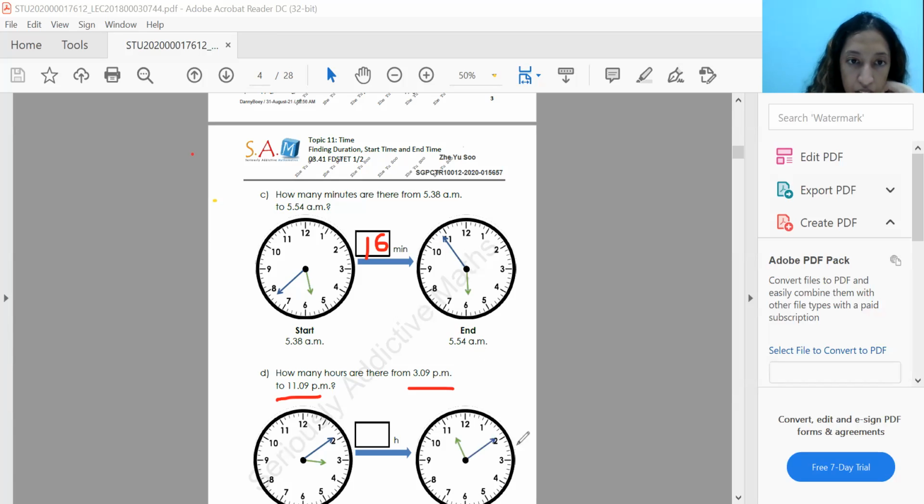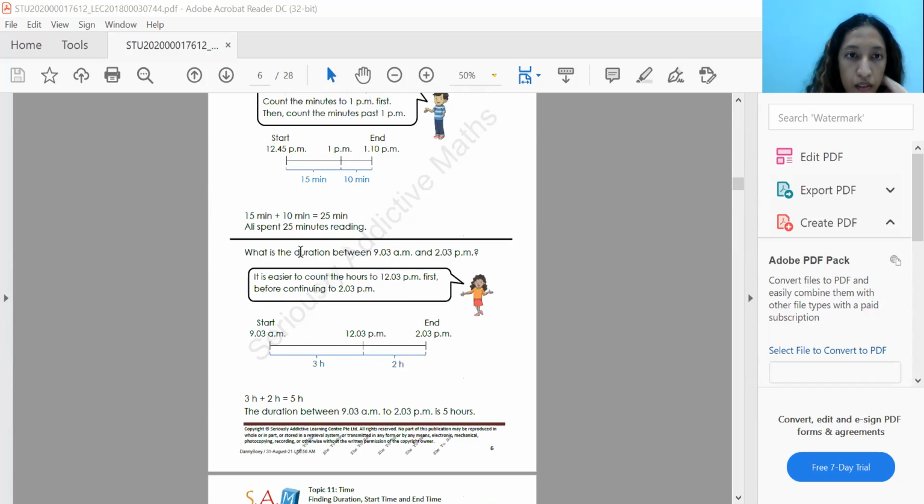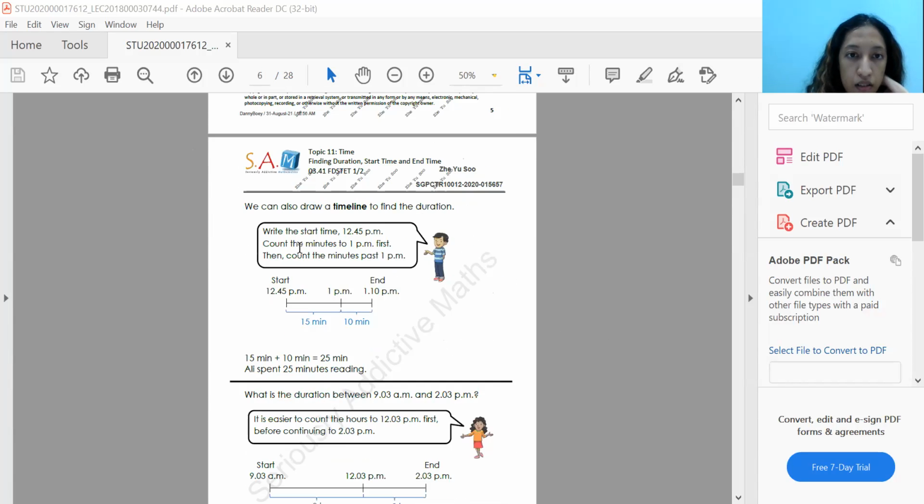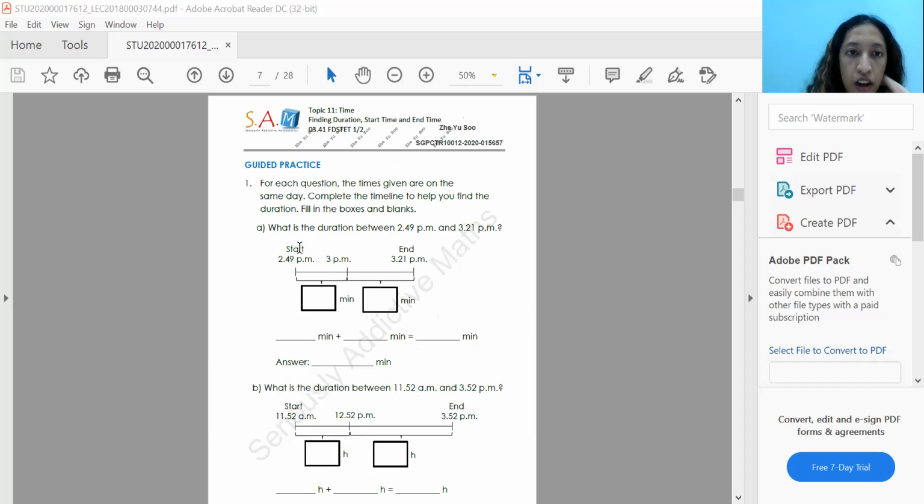All right. So here, how many hours are there? There are 8 hours. Okay. So there are several ways of doing this. All right. So here is the timeline that I had taught you previously where we split them up.